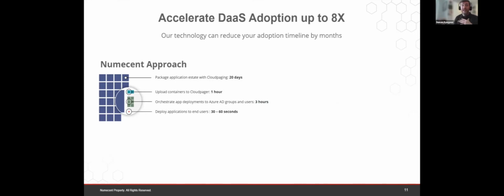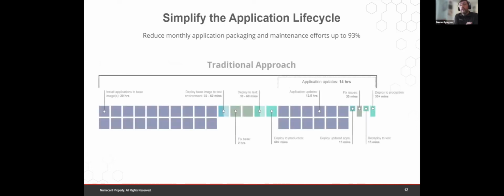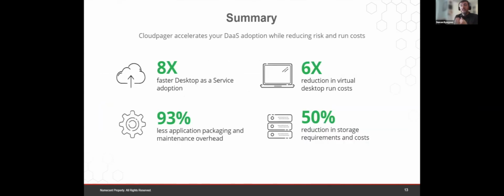The next part I want to go through is what this does from a cost savings perspective. While you're accelerating your adoption by 8x, you're also getting a great deal of cost savings. Once you're on the cloud, by mitigating those application compatibility issues and getting to a single base image, you're going to be able to cut packaging and maintenance efforts by up to 93%, and reduce your cloud storage consumption, which in many ways will help pay for CloudPager itself.